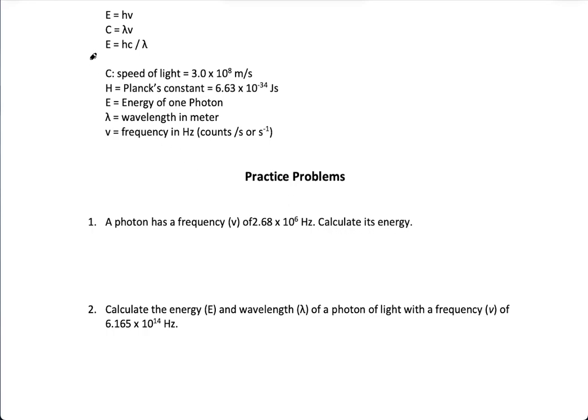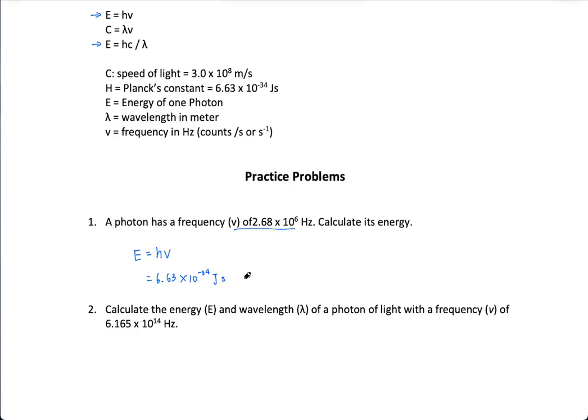To calculate the energy, as you see, we have two equations given. The first one is h times v, the constant multiplied by the frequency, or the constant multiplied by c divided by lambda, the wavelength. This question directly gives you the frequency, so we can calculate with the first equation. This is h times the frequency. h is Planck's constant, 6.63 times 10 to the negative 34th power.